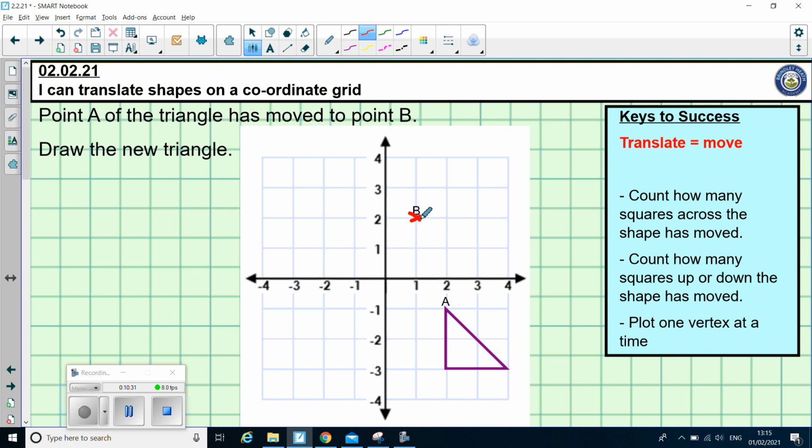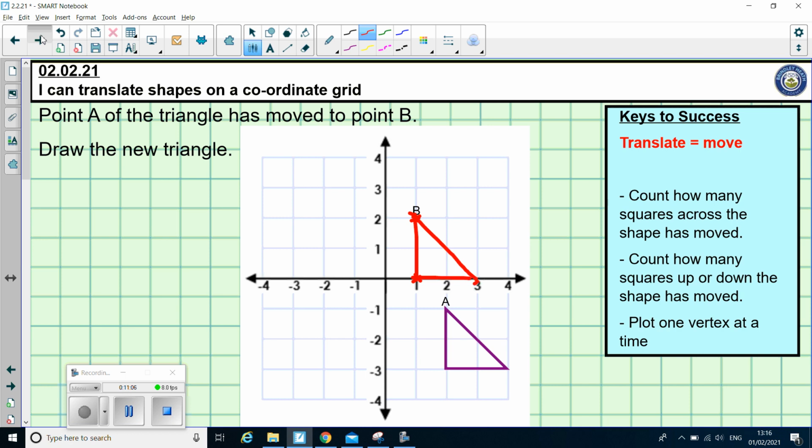So one vertex is there. Next vertex, 1 square across and 3 up. 1, and then 1, 2, 3. Same with the final vertex, 1 square across and 3 up. Okay, and then I join them together. I've gone slightly wonky there. Okay, so that is where I was looking for my triangle to be.